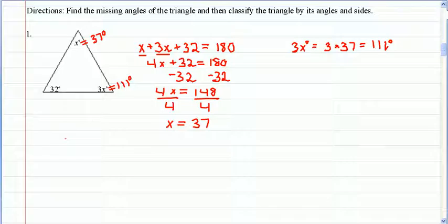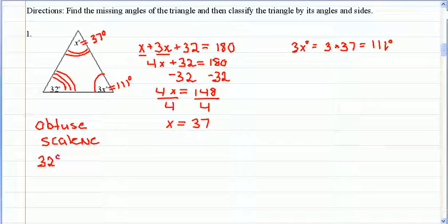So if I were to classify this triangle by angles, I notice that I have one angle that's greater than 90 degrees. So it's an obtuse triangle. The other thing I notice is that all of my angles are different. So if all of the angles are different, that means that all of the sides are different. And if all of the sides are different, it's a scalene triangle. So this triangle is obtuse and scalene, and the missing angles are 32 degrees, 37 degrees, and 111 degrees.